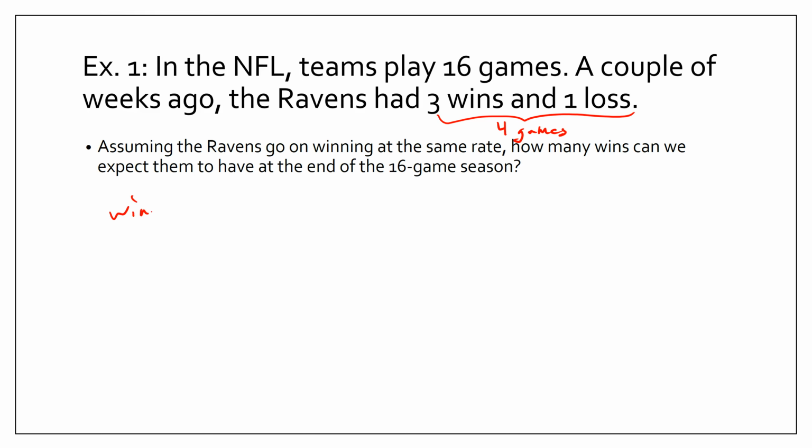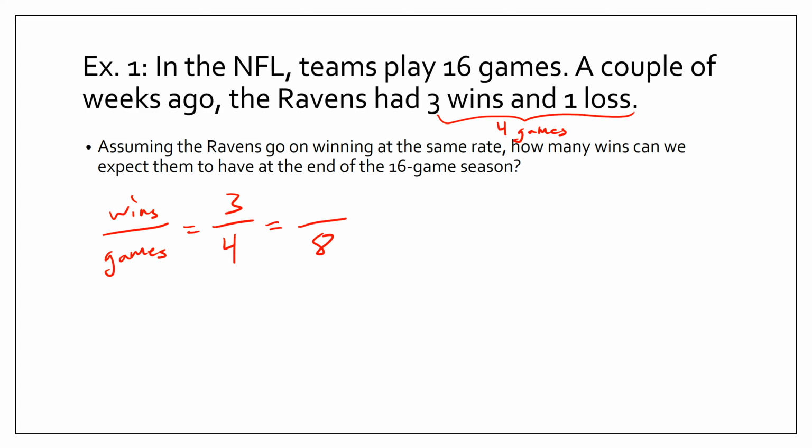Let's look at the ratio of wins to total games that they've played. And right now we've said that they have won 3 and they've played 4. So they've won 3 out of the total of 4. Let's think about what would happen here. Let's say they've played 8 games. Eventually they'll get to that point in the season.